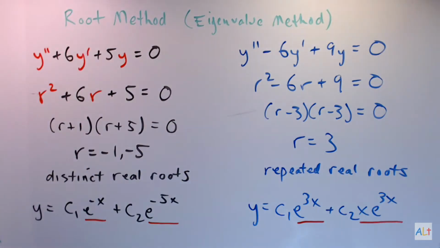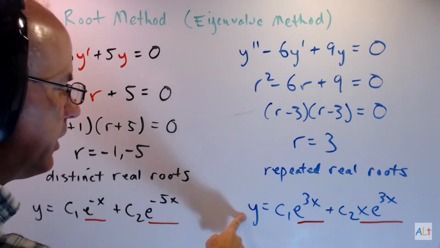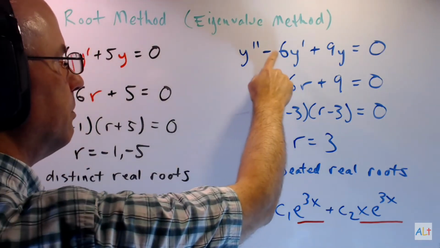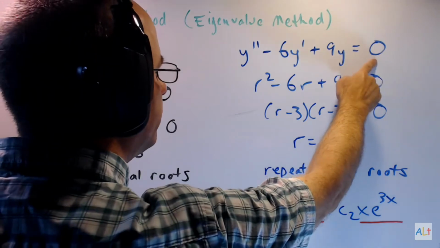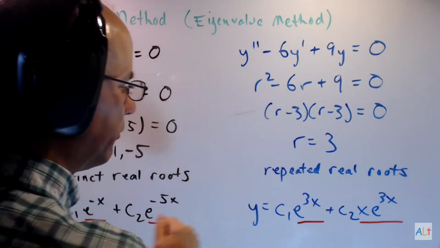X times e to the 3x will indeed be a solution of this differential equation, and of course that's not immediately obvious. But if you take the first and second derivatives of this and substitute them into here, they will cancel out and give you a 0, regardless of what coefficients you have there.